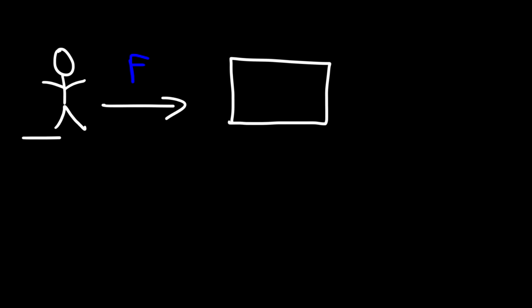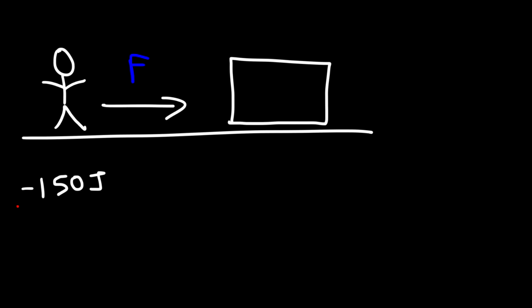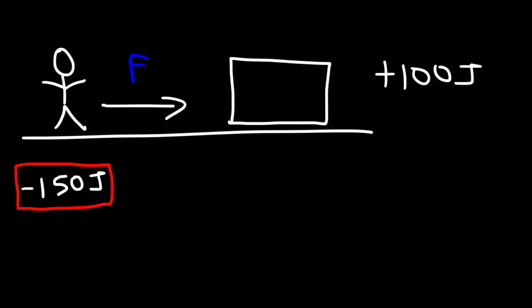But now sometimes we may not have a perfect ideal situation. So let's say we have the same person, but let me draw him better. And let's say he's applying a force to accelerate this block. But this time, he expends 150 joules of energy. But let's say the block did not capture all of that energy. Let's say it captured only a portion of it. Let's say it captured 100 joules. The question is, where did the other 50 joules go?